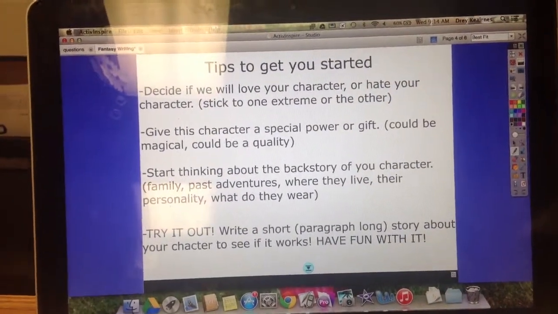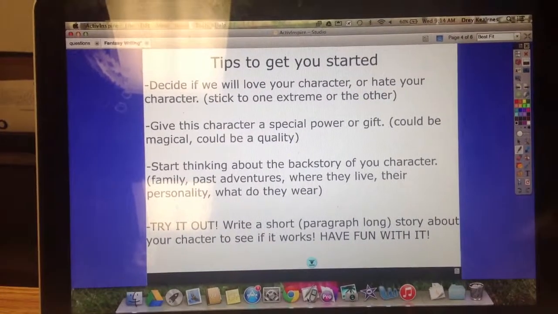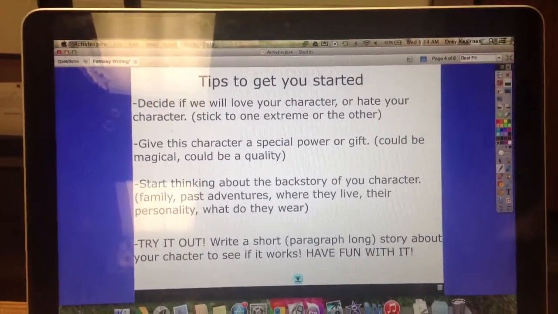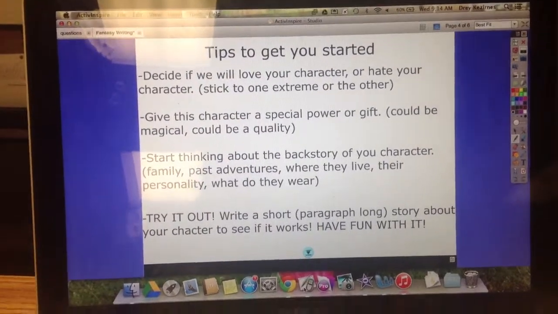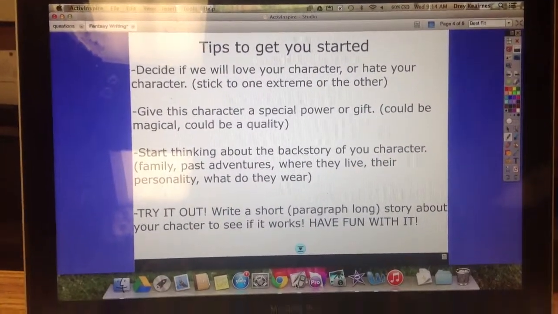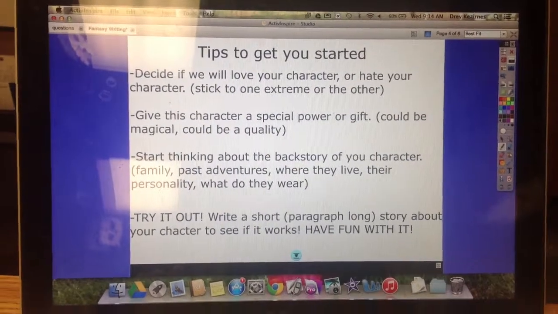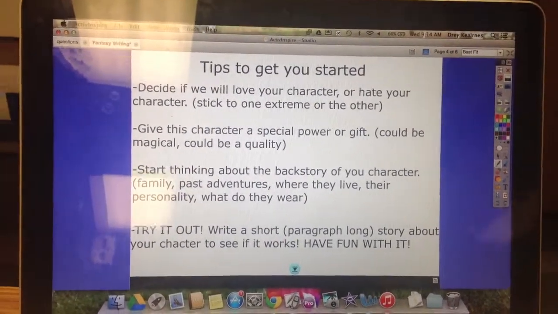If it doesn't, then maybe you want to take your tie-dyed French-speaking crab and make them blue and have them be from Antarctica. Okay? You can change things however you like. It's your character. Have fun with it.